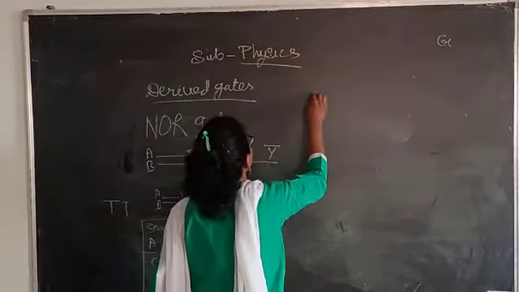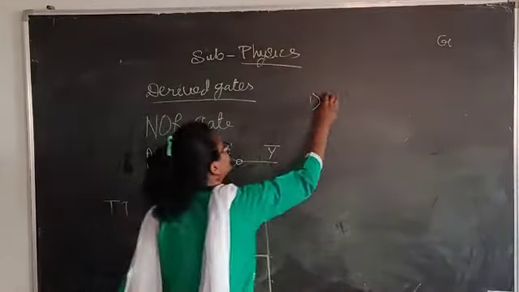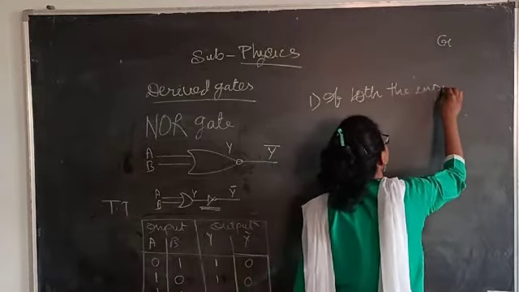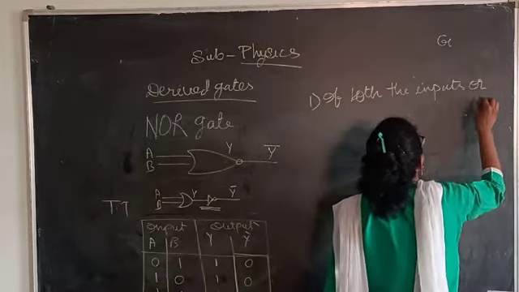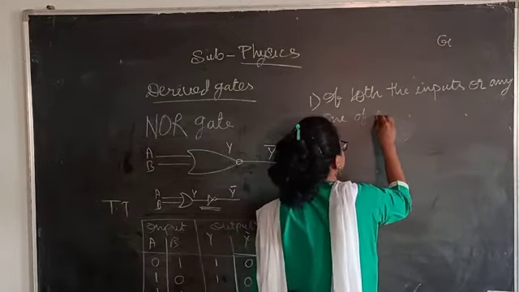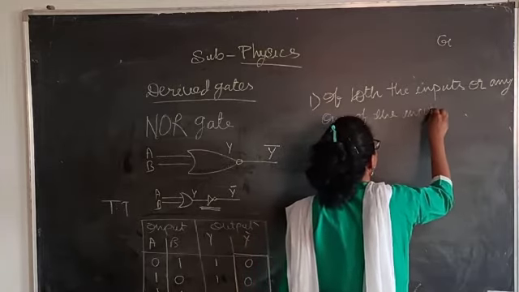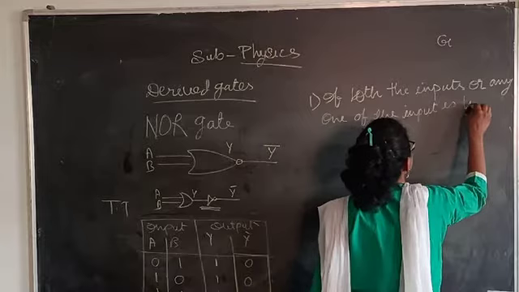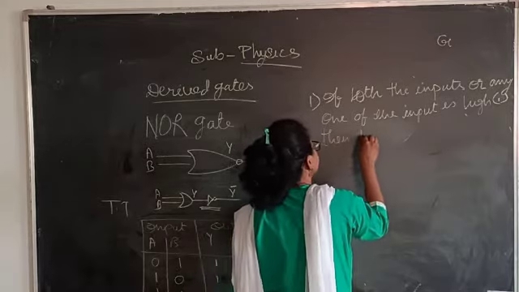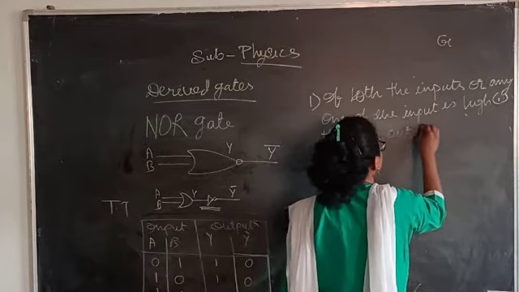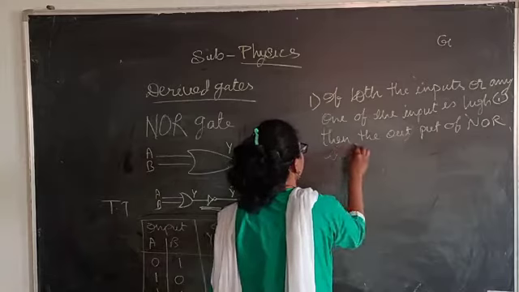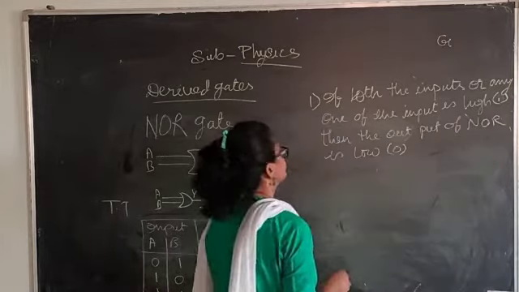So, let's jot down. First, if both the inputs or any one of the inputs is high, that is 1, then the output of NOR is low, that is 0.